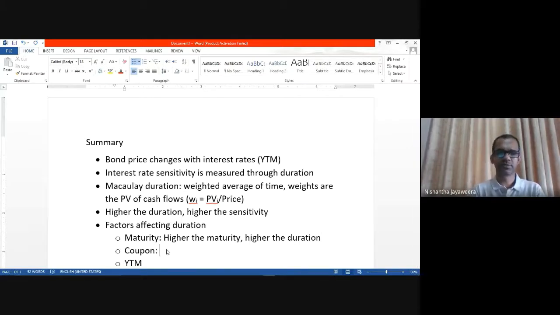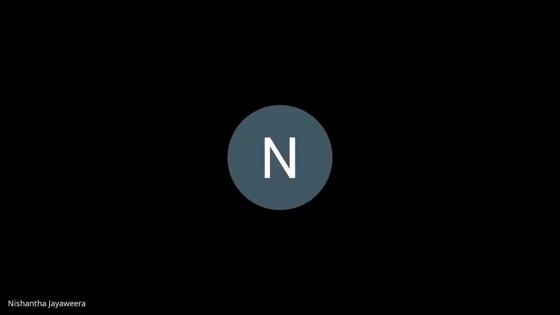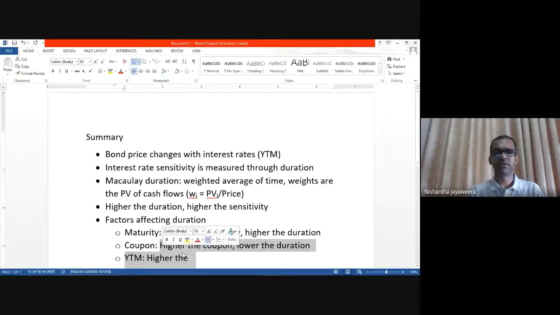Coupon: the higher the coupon, the lower the duration.